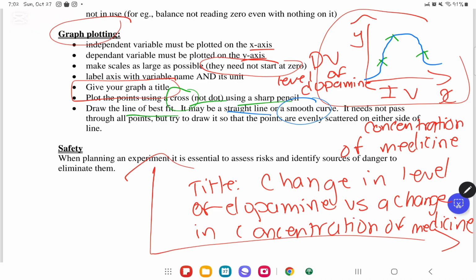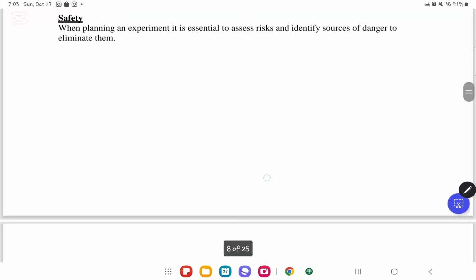It does not need to pass through all points. In my case, because I drew it small, it does need to pass. But if you're going to use a lot of points, it doesn't have to pass through all the points. It can miss one. It's okay if it misses one. But it has to be drawn so all the points are evenly scattered on either side of the line. So that is it for graphing the plot.